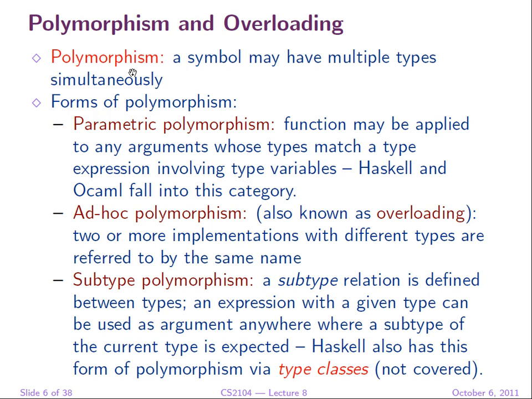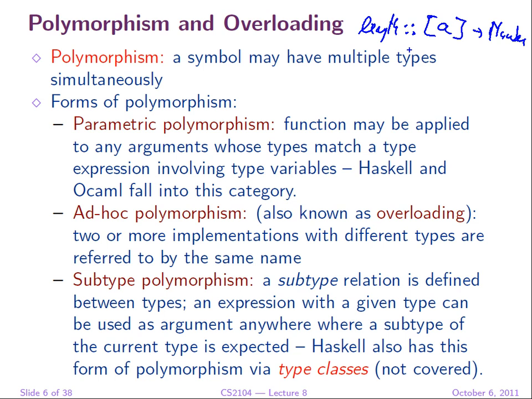These types are called polymorphic. So we have polymorphism. A symbol may have multiple types simultaneously, and we have seen that already, right? For instance, in Haskell, length, and this is the typing operator, the length function has the type from a list of any type A to, actually, it will be a number here. It will not be an integer, it will be a number here. So notice the fact that this is a type variable, it can be replaced by anything.